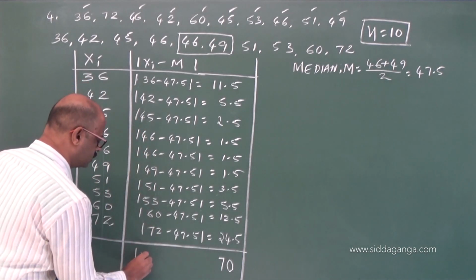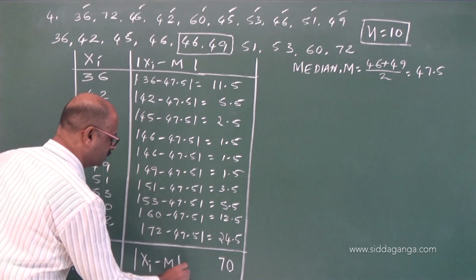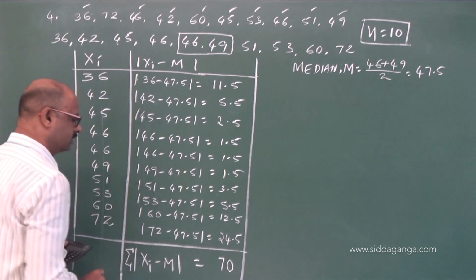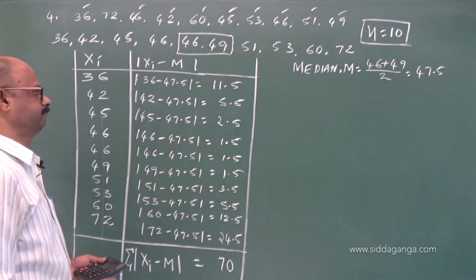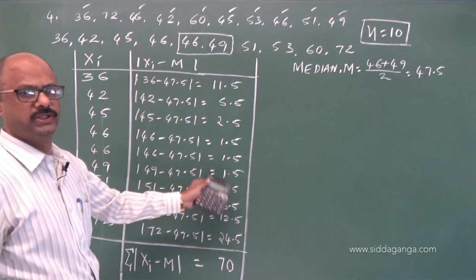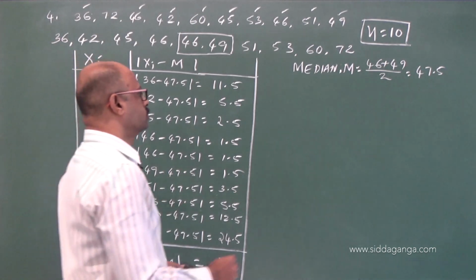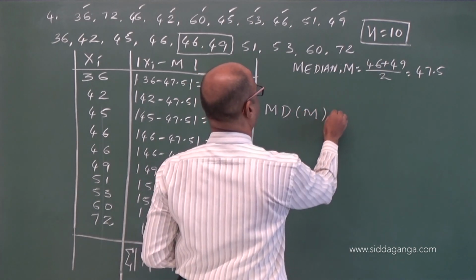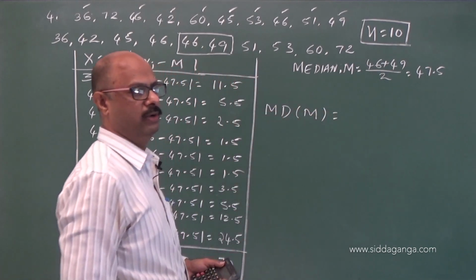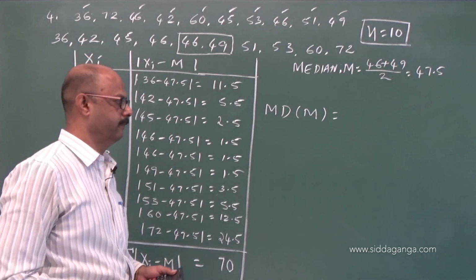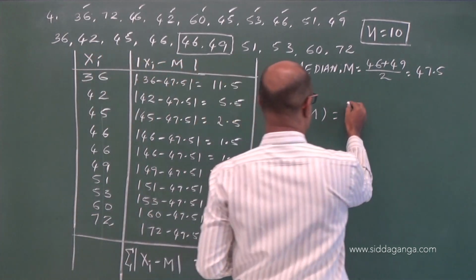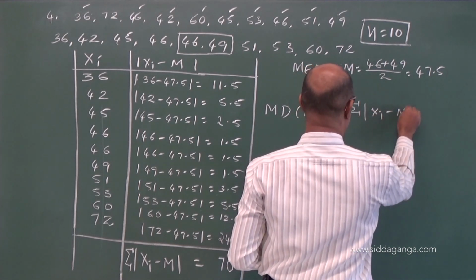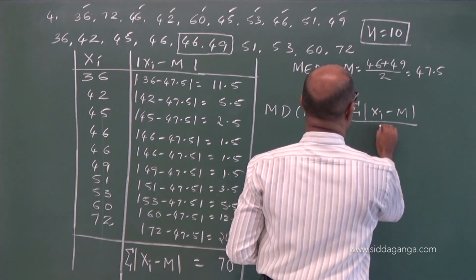We will denote it as summation modulus of xi minus M. You will get 70, the addition of all these numbers. So we call this the mean deviation about median. Median we denote by capital letter M. So the formula is summation modulus of xi minus M divided by small letter n.